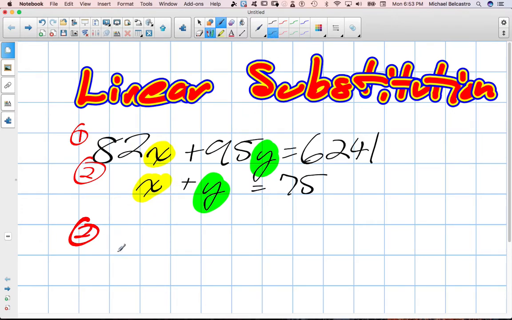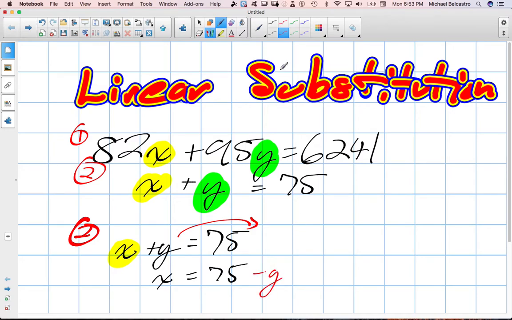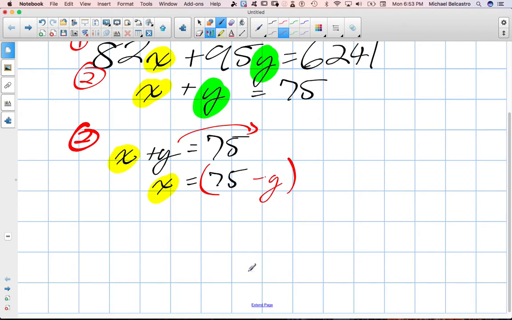So I'm going to take equation 2, which is x plus y is equal to 75. Like I said, I want to isolate for x, which means y is going to go to the other side of the equation. So when we do that, we have x is equal to 75 subtract y. And lo and behold, x is by itself. x is equal to 75 minus y. So now that we have this, we can replace the x in equation 1 with that.